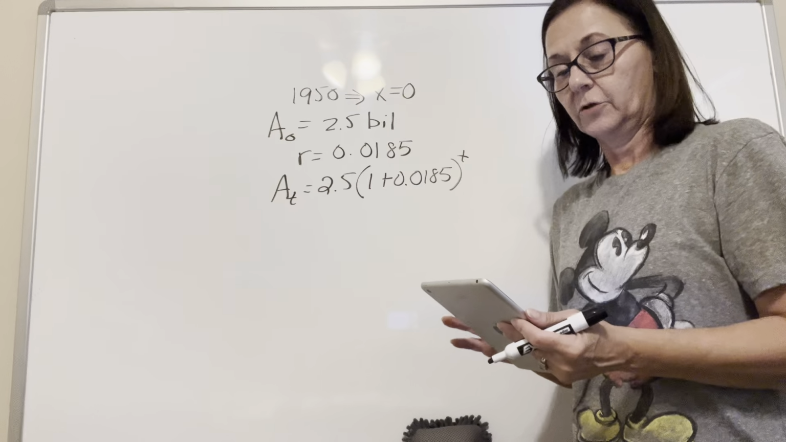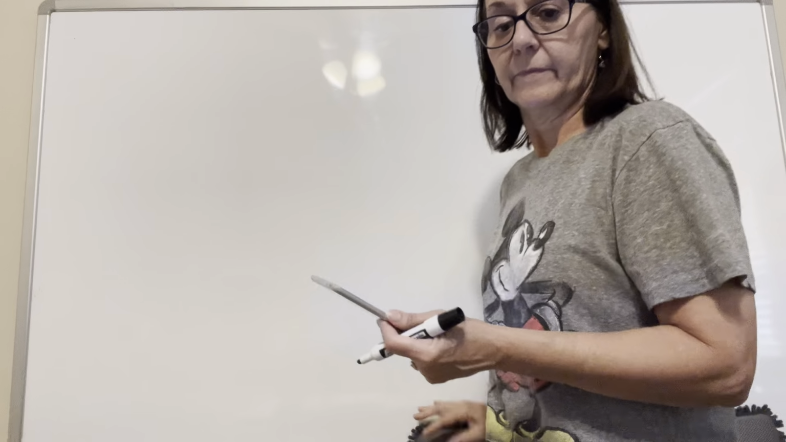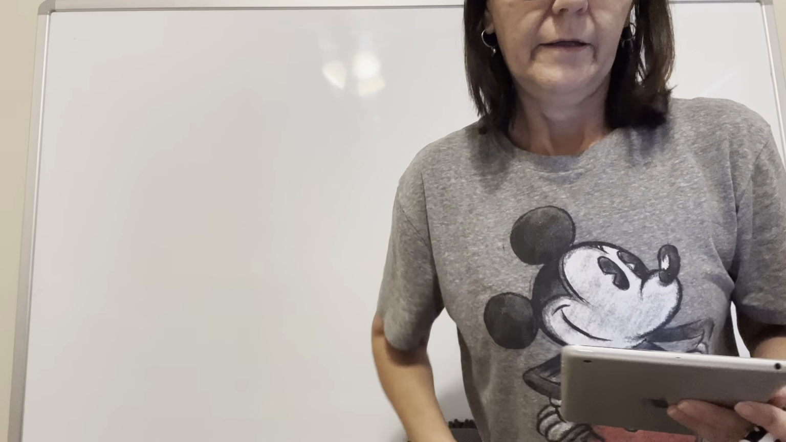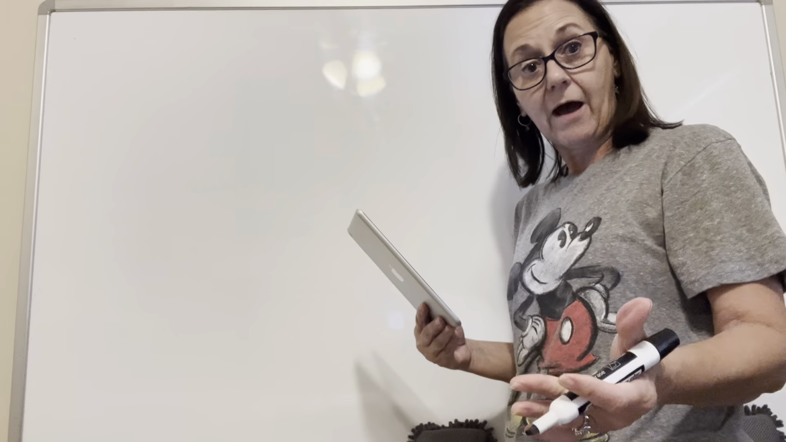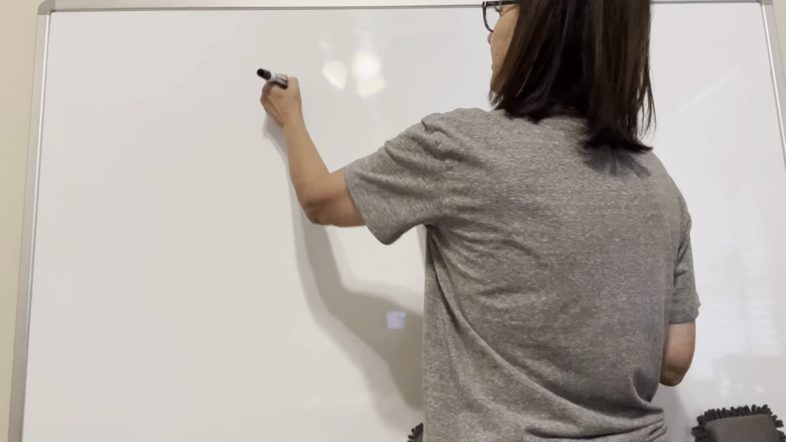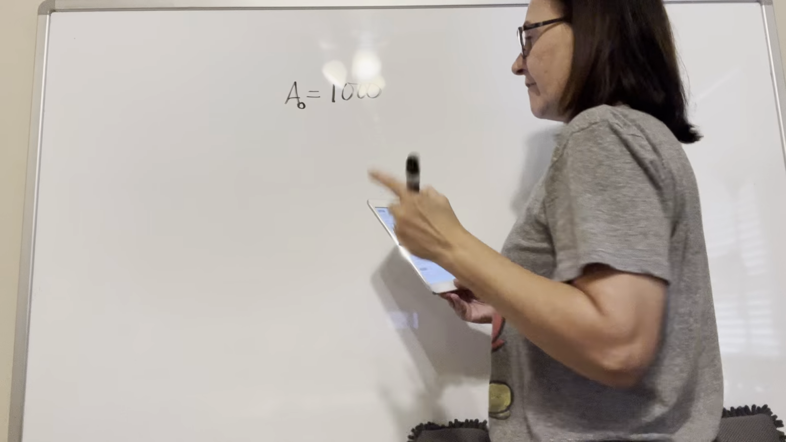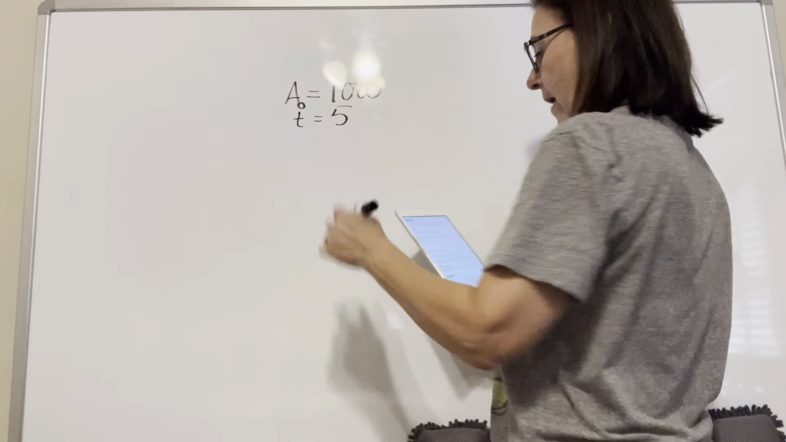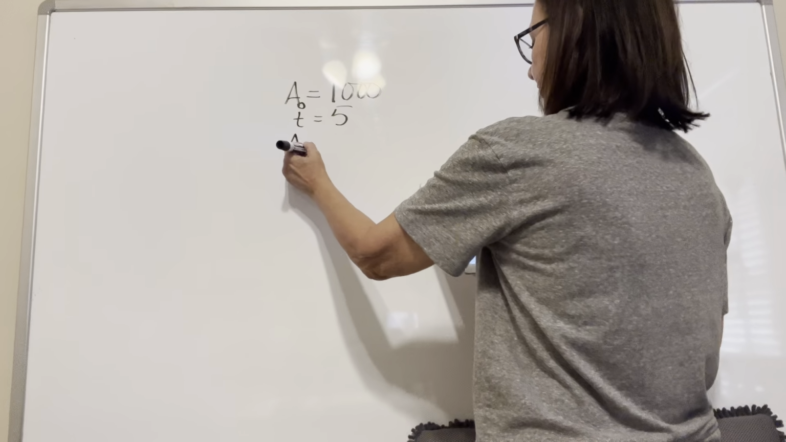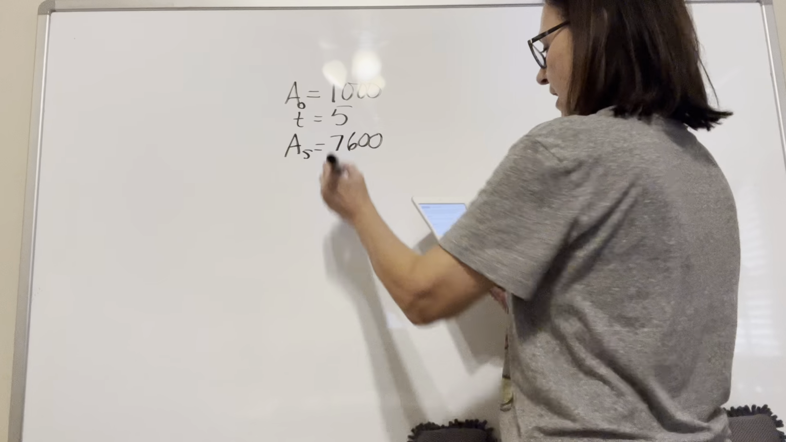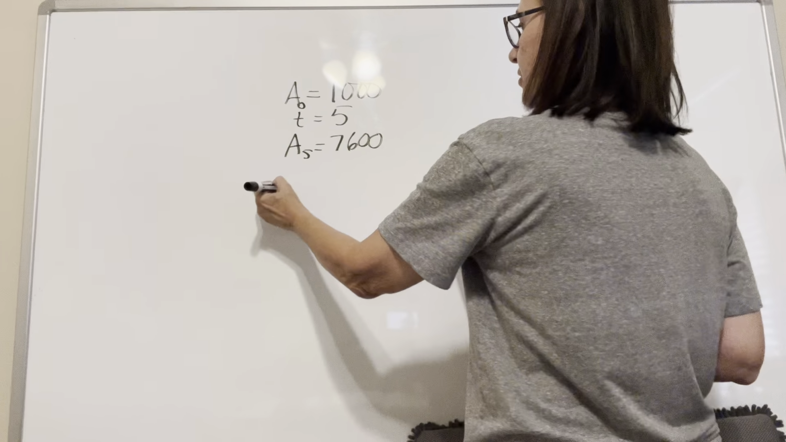All right. Look at example 7. Now I'm on page 350. At the beginning of the experiment, that's my original amount, we had 1,000 bacteria. 5 hours later, that's my time, so now we're in hours. 5 hours later, that's the amount after 5 hours, I have 7,600 bacteria. Assuming that it grows exponentially, right?